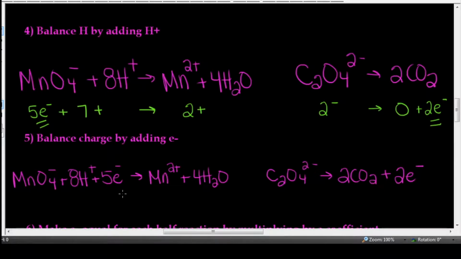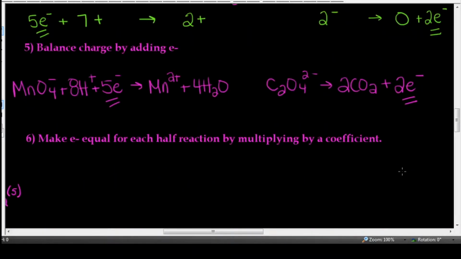Now, we know that the number of electrons that are lost have to be equal to the number of electrons that were gained. So here I can see my reduction is of 5 electrons and my oxidation is of 2 electrons, and that's just not going to work because these electrons that are being gained have to be coming from the half reaction that's losing the electrons. So my least common multiple would be 10. So I need to make my electrons equal by multiplying through by a coefficient. So I'm going to have to multiply this reaction through by 2. I'm going to have to multiply this reaction through by 5.